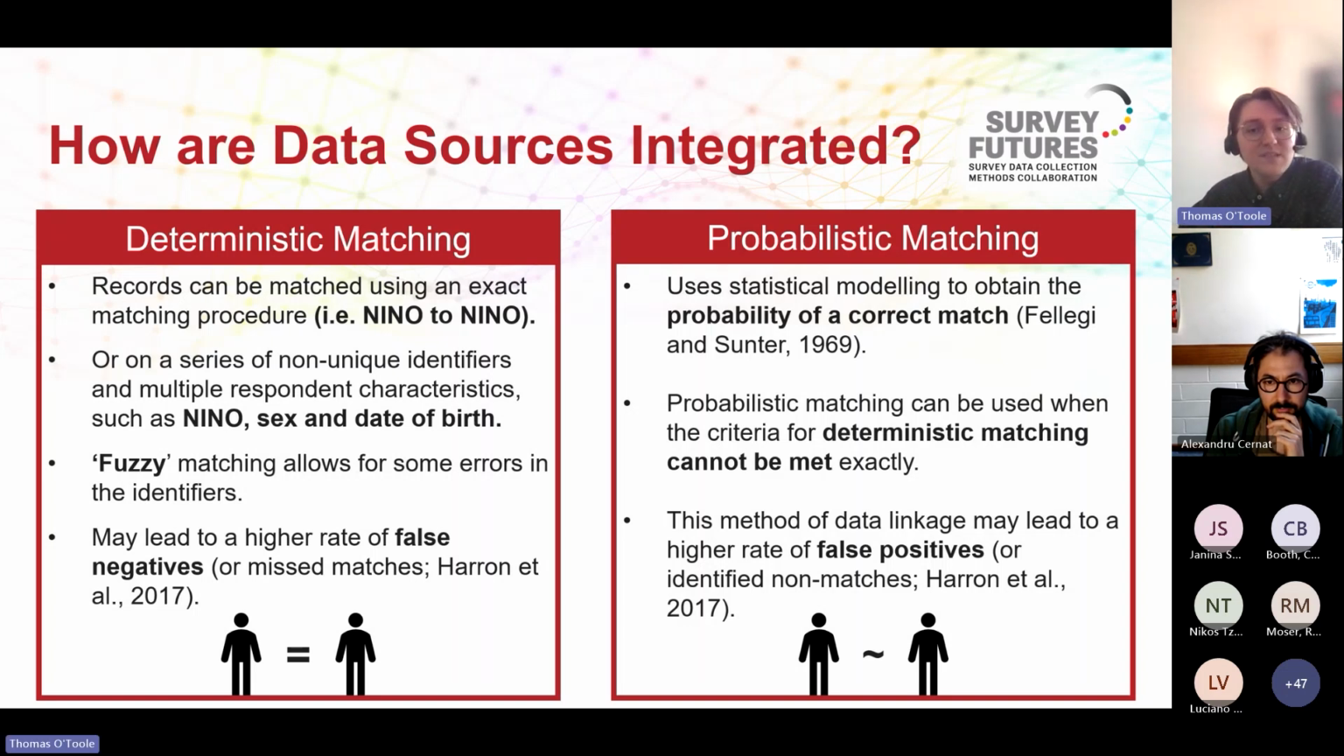However, there might be processing errors in the data, misspellings, missing data, etc. And so the deterministic approach might result in a higher rate of false negatives or missed matches. When deterministic matching isn't feasible, we can employ probabilistic matching techniques. This uses modeling to estimate the probability of a correct match. It involves a calculation of linkage weights, which are used to link units across data sources, and these weights represent the match probability. They're typically ordered with higher weights indicating correct matches and lower weights indicating non-matches. But this procedure can lead to a higher rate of false positives or linked non-matches.